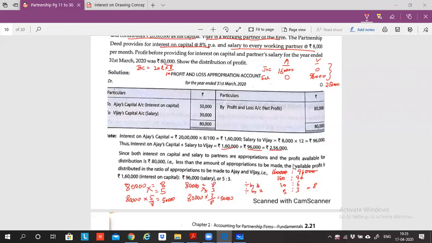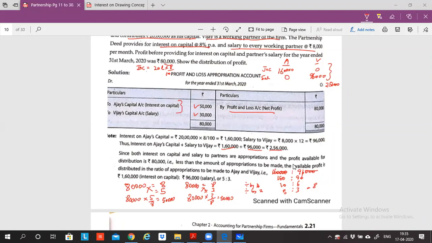Okay. So now what will happen is I am creating the P&L appropriation account. From my P&L account, I've transferred 80,000, right? And I'm appropriating this: 50,000 as per my calculation here and 30,000 as per my calculation here. So from 80,000, what is the journal entry for this interest on capital and salary?